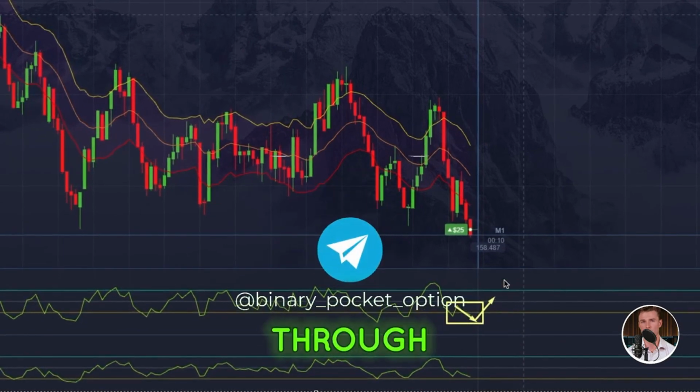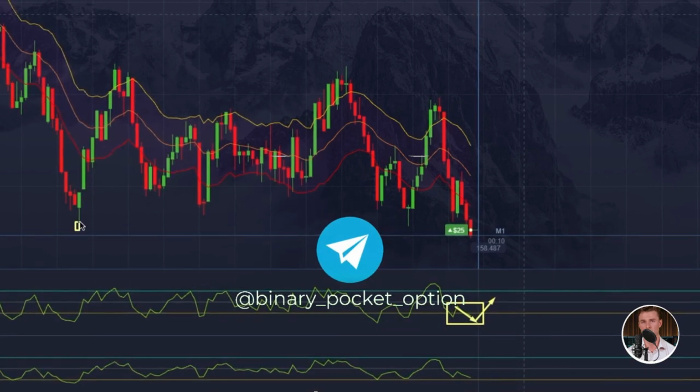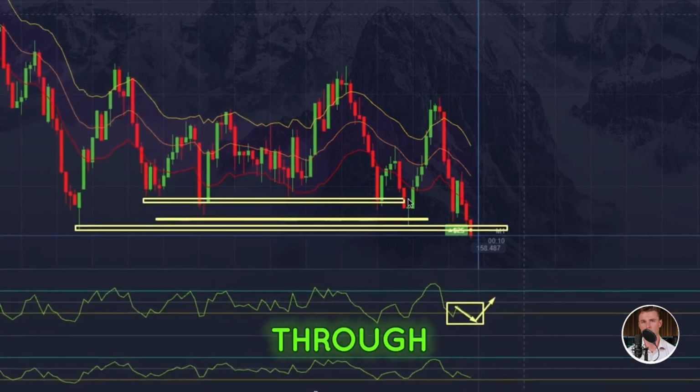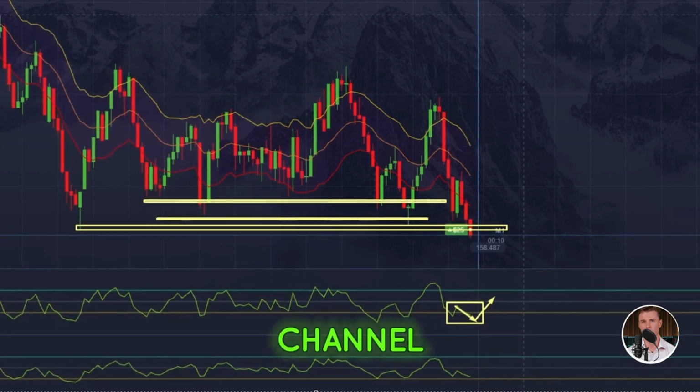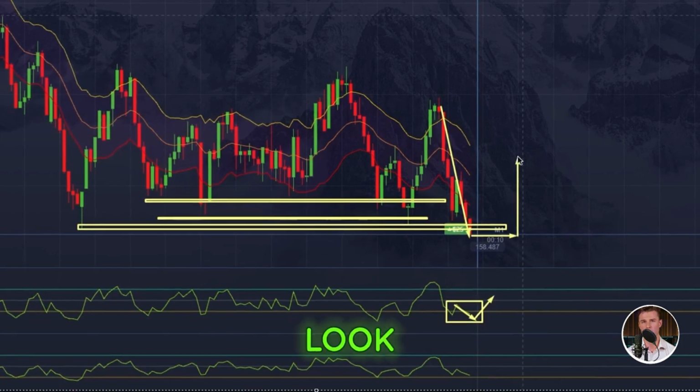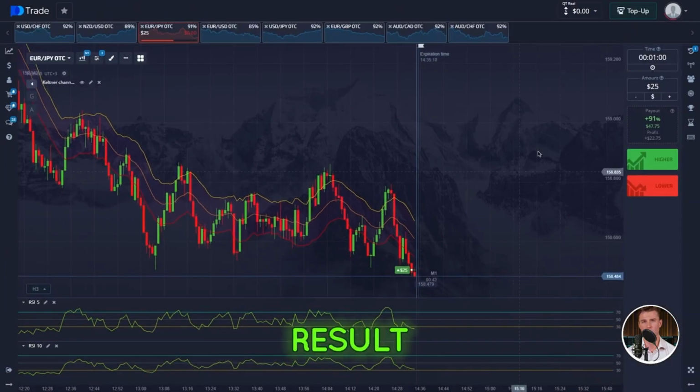And then we broke through a good support area. We had touch points here. Our movement went outwards through the Keltner channel, and I think the further dynamics should go up. Let's look at the result of the first transaction.